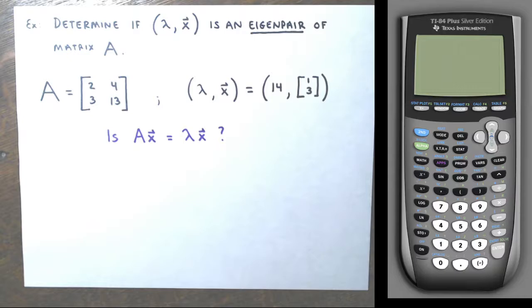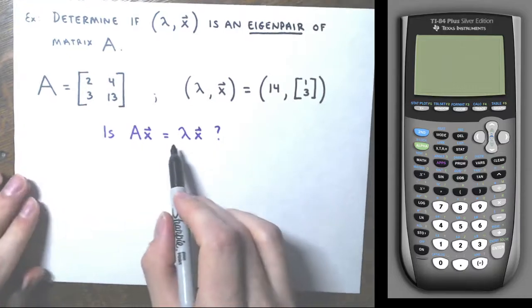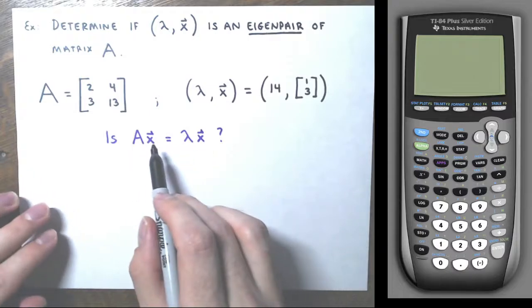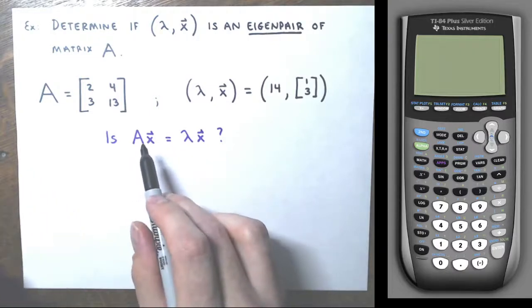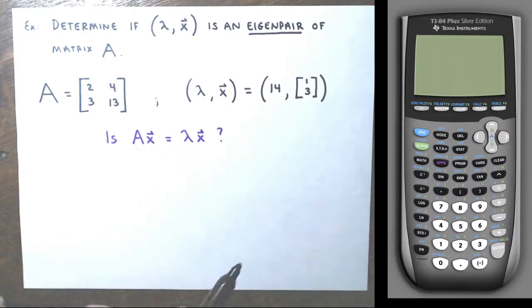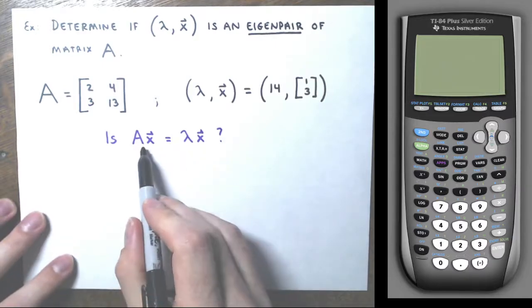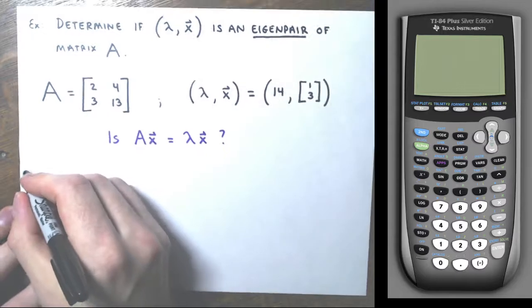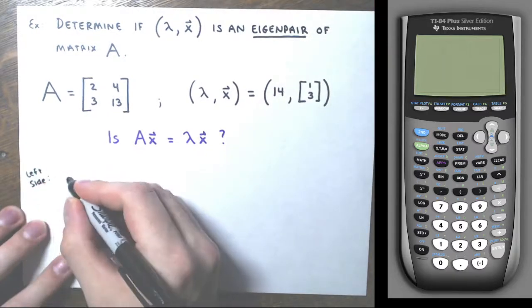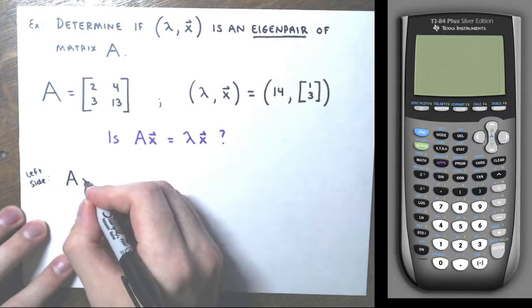So let's check it. Now again, don't start with this. I don't know that this is true, so I can't write that these are equal. I'm trying to show that these are equal. So you could do this a couple ways. I could just start with the left side. All right, let's look at the left side of that equation. What's A times vector x?